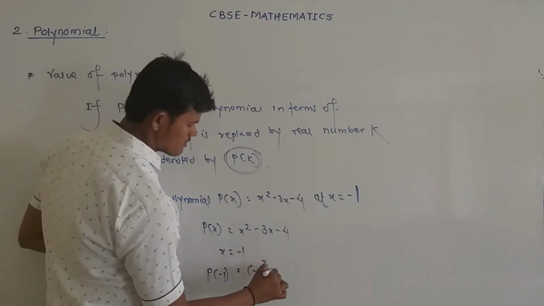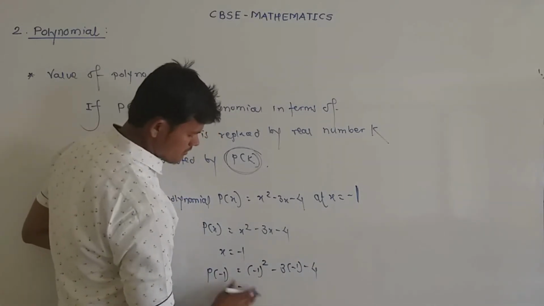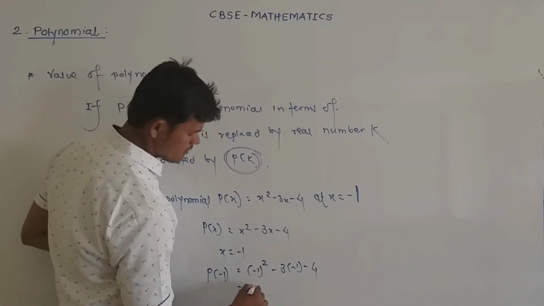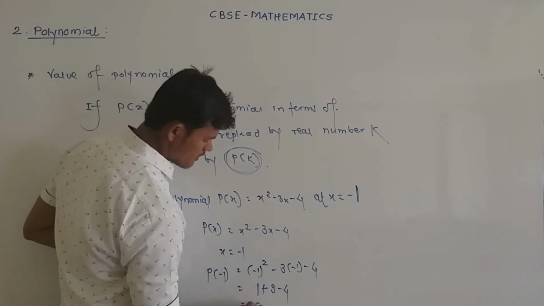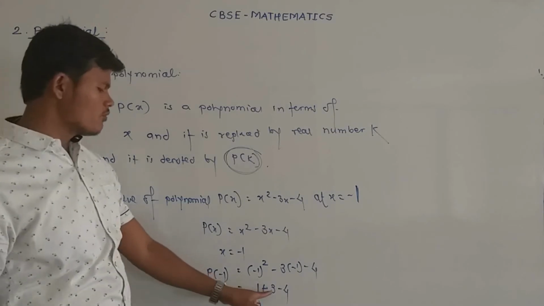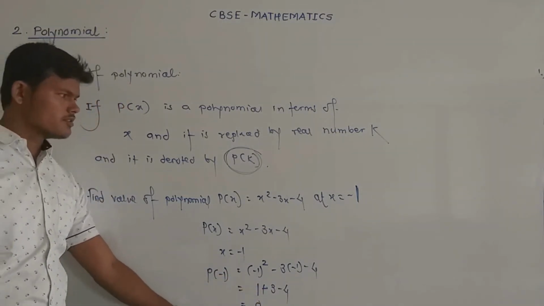So minus 1 whole square minus 3 into minus 1 minus 4. After performing the operations, we get 1 plus 3 minus 4. So we get its value as 0. 1 plus 3 is 4, 4 minus 4 is 0. So we get the value of polynomial p of minus 1 is 0.